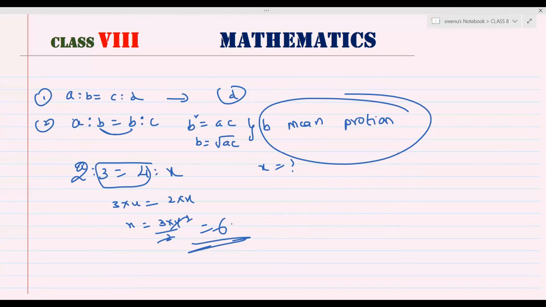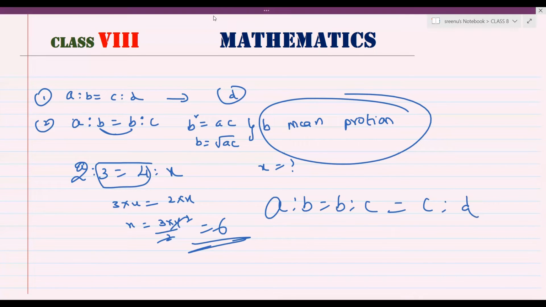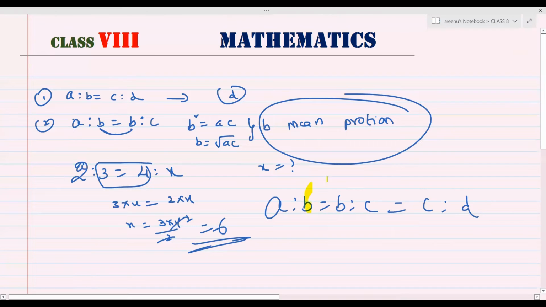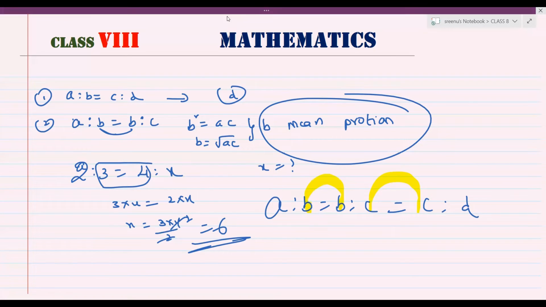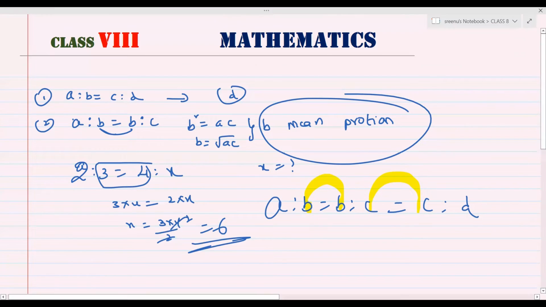A, B, C, D. Then A is to B is equal to B is to C is equal to C is to D. You have to observe one point here. In continued proportion, here B is repeated, here C is repeated. This is called continued proportion. Third proportion, continued proportion: these are new words which you will not see in regular mathematics.